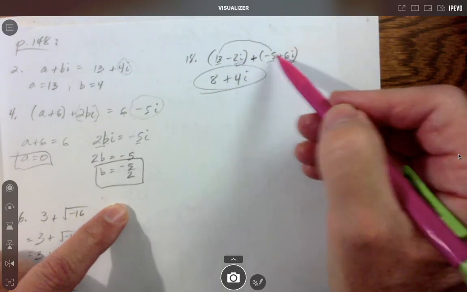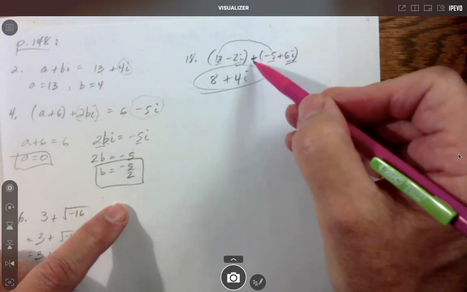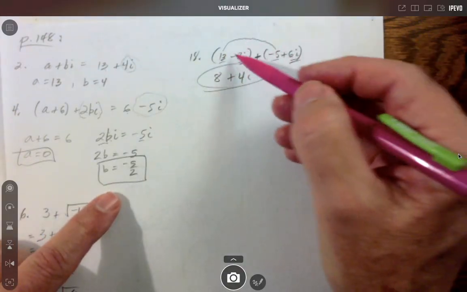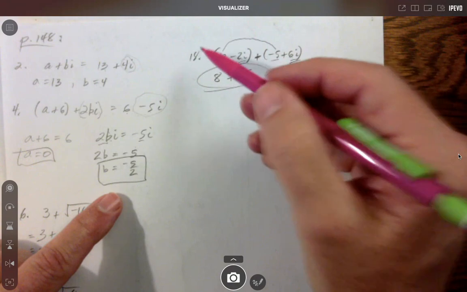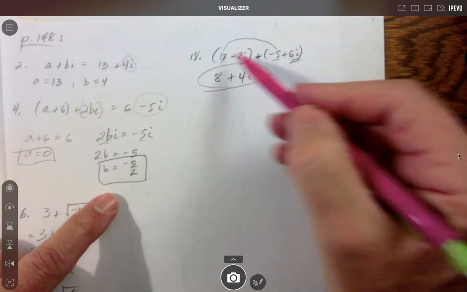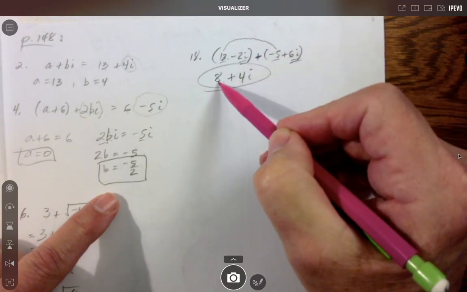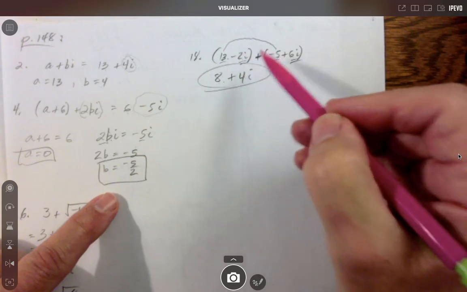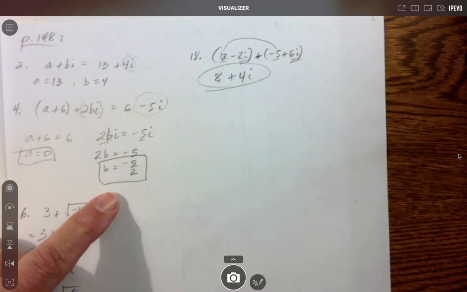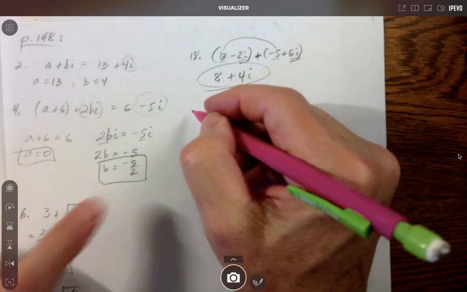Now, if we're multiplying these, we'd have to do the FOIL method. We'd have to distribute. But since we're adding or subtracting, you just combine like terms, so to speak. So we're combining like parts, right? We have two parts here. We got real parts, we have imaginary parts. You combine the real parts together to get the real part of the simplification, and then you combine the imaginary parts to get the imaginary part of the number.